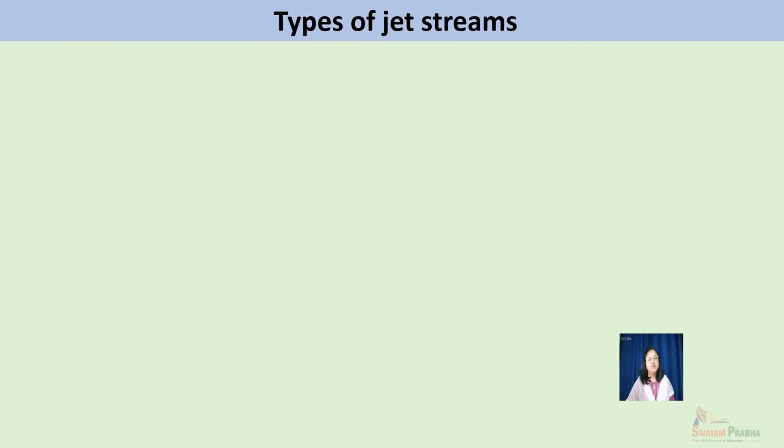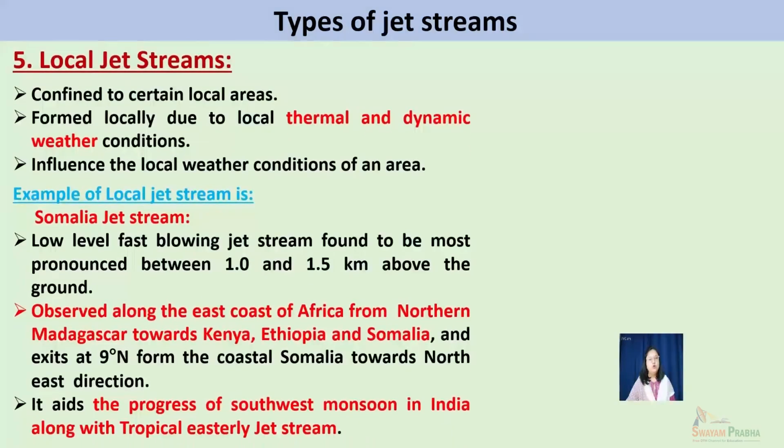The last type of jet streams are the local jet streams, which are confined to certain local areas, and they are greatly influenced by the local thermal and existing weather conditions in an area. So because of their limited aerial coverage, they influence the local weather conditions of the area, the precipitation, and the wind conditions of a particular area where they blow.